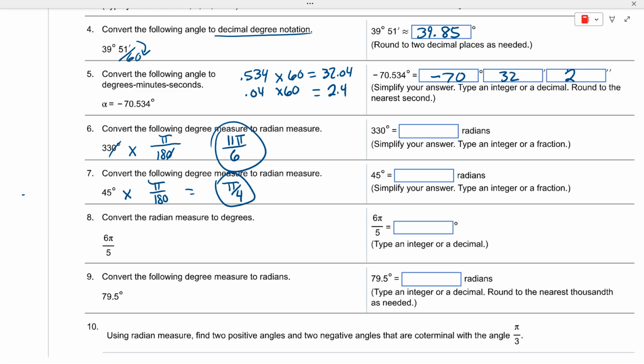When we're converting from radians to degrees, instead of multiplying by pi over 180, we multiply by what over what? 180 over pi. We just flip the fraction over. Okay, just flip the fraction over. We eat our pies, they cancel. 5 goes into 180 36 times, right? So it's 6 times 36 or 216 degrees.